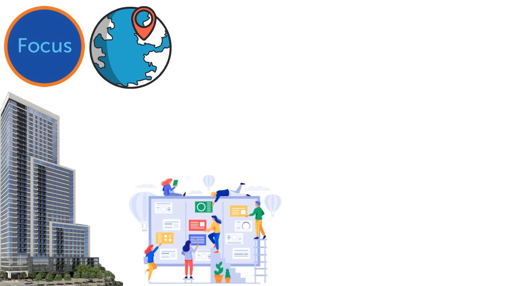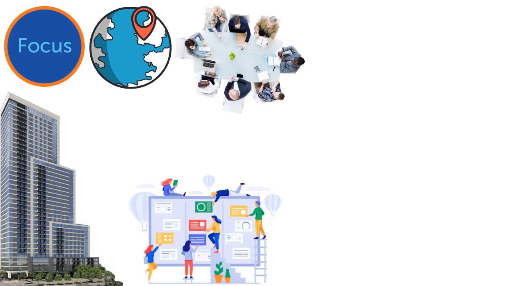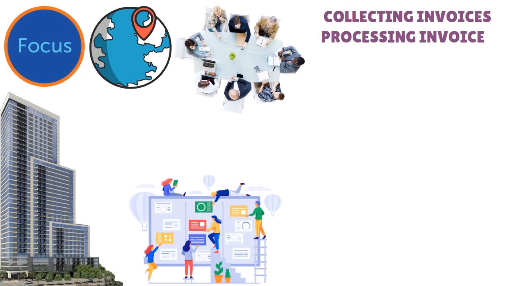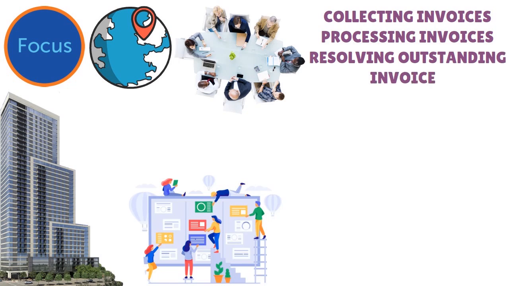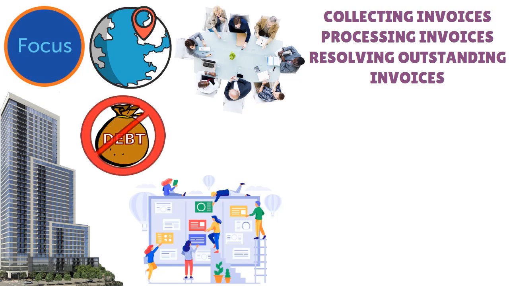Now, when calculating your team's productivity, remember the general rule. You want to get the most units of output for the invested units of input. And ideally, your accounts receivable team should maximize their output, which involves collecting invoices, processing invoices, and resolving outstanding invoices. So this is the trifecta I want you to really pay attention to: collecting invoices, processing invoices, and resolving outstanding invoices, like bad debt or past due invoices.